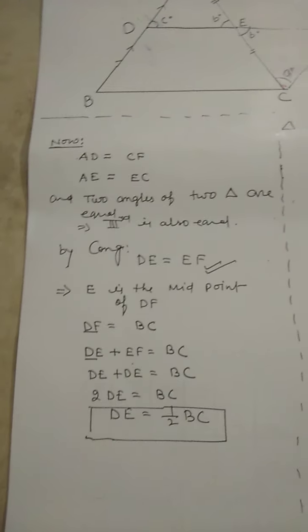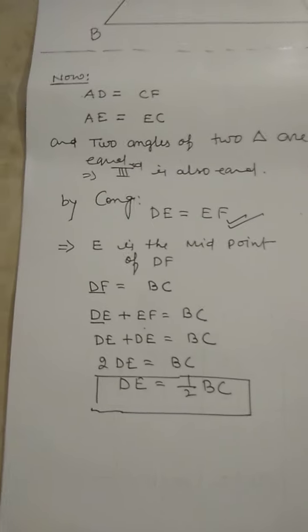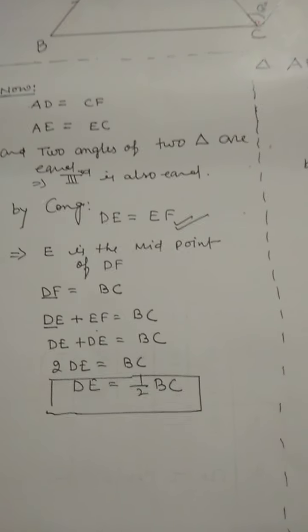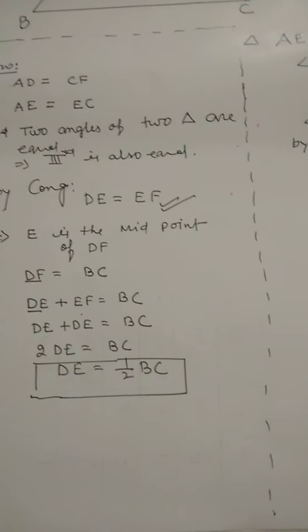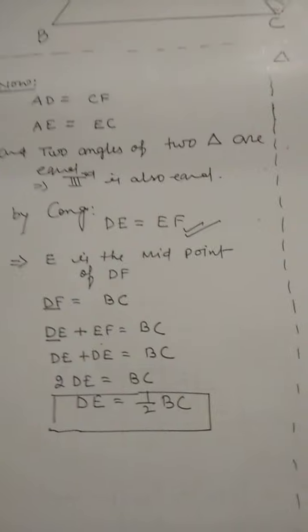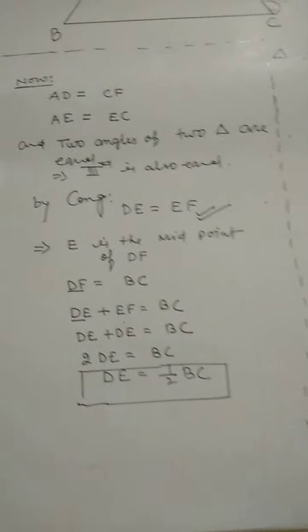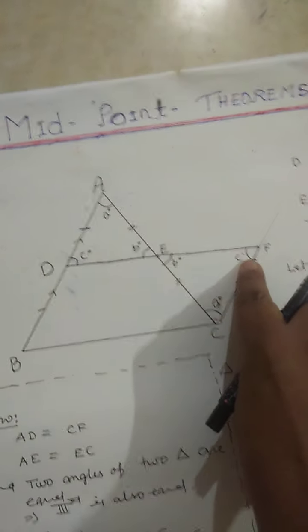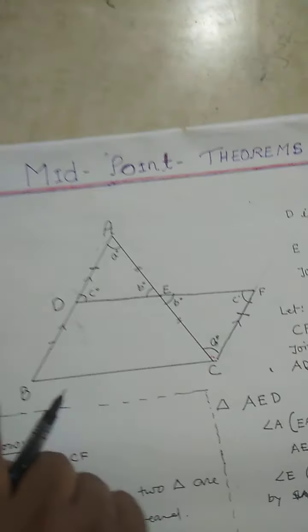When we join two midpoints of a side, that side is half of the parallel side. And how is it parallel? Now you can check. If this angle is C, we already proved BCFD is a parallelogram. And by the property of a parallelogram, opposite angles are equal. So if this is C, this is also C, and this angle is equal to this angle. So DE is parallel to BC.